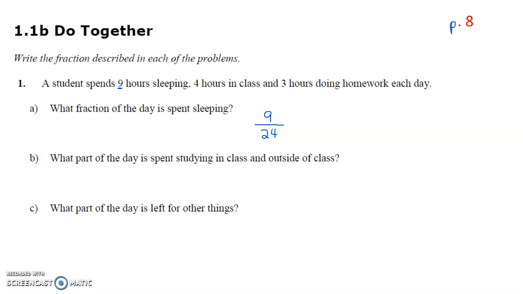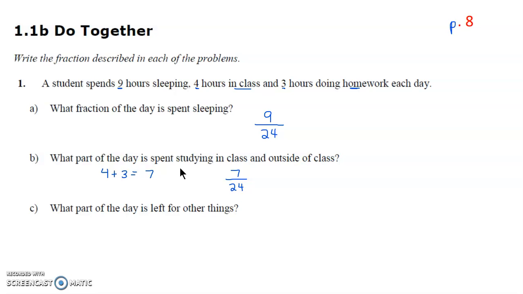B says what part of the day is spent studying in class and outside of class. Okay, well, we spent 4 hours in class and 3 hours doing homework outside of class. So we're going to take those 2 and combine them. So that's going to give us 7 hours of studying. So 7 out of the 24 hours is spent studying.